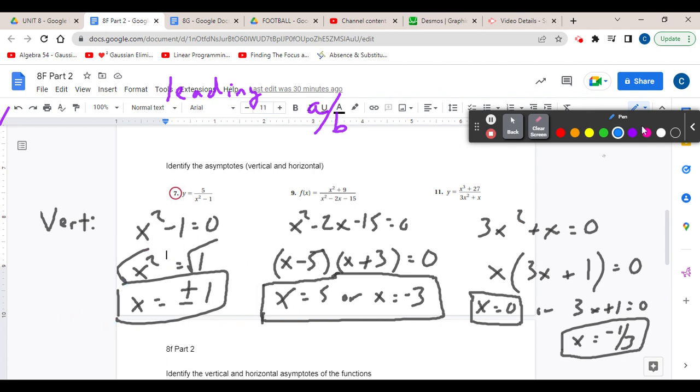The horizontal asymptotes are going to be a little bit easier to do because all we have to do is look at the degrees of these things here. So in this first one, the numerator has a degree of 0, because there's no x up there. The denominator has a degree of 2, because the x has a second power. So the n is less than the m, which means the horizontal asymptote is going to be at y equals 0, because the n is less than the m.